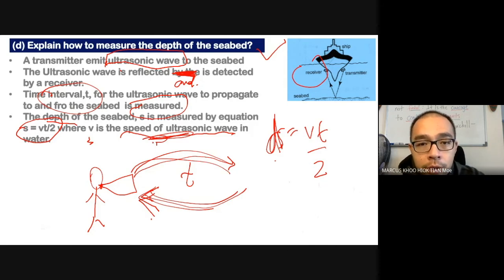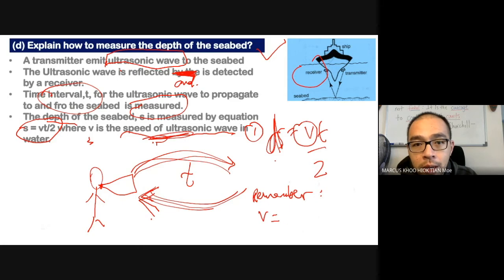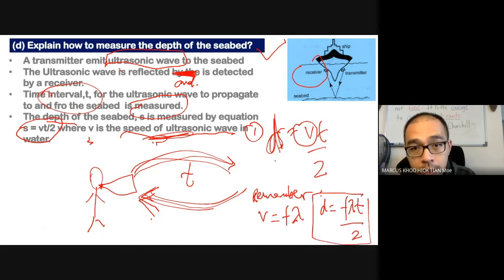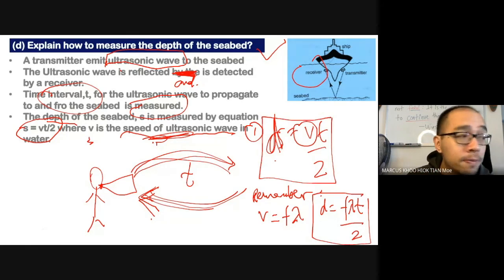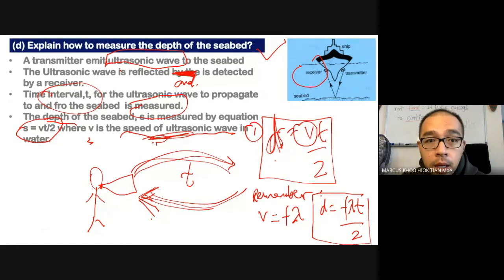Okay, so I want you to take a note. One formula is this, D equals VT over 2. But at the same time, remember the original V formula, V equals f lambda. So we can substitute this f lambda into here to get D equals f lambda T over 2. So this one also is possible, depending on what information is given to you.